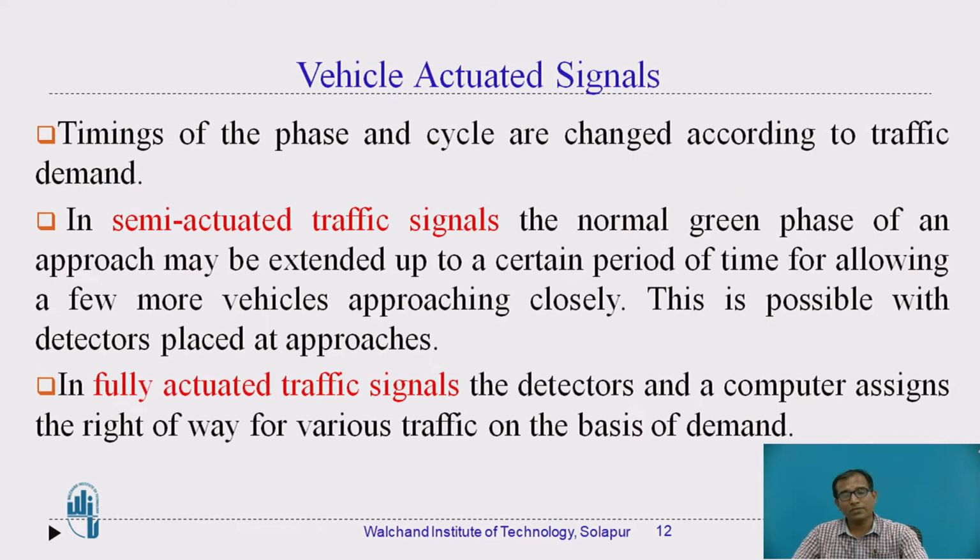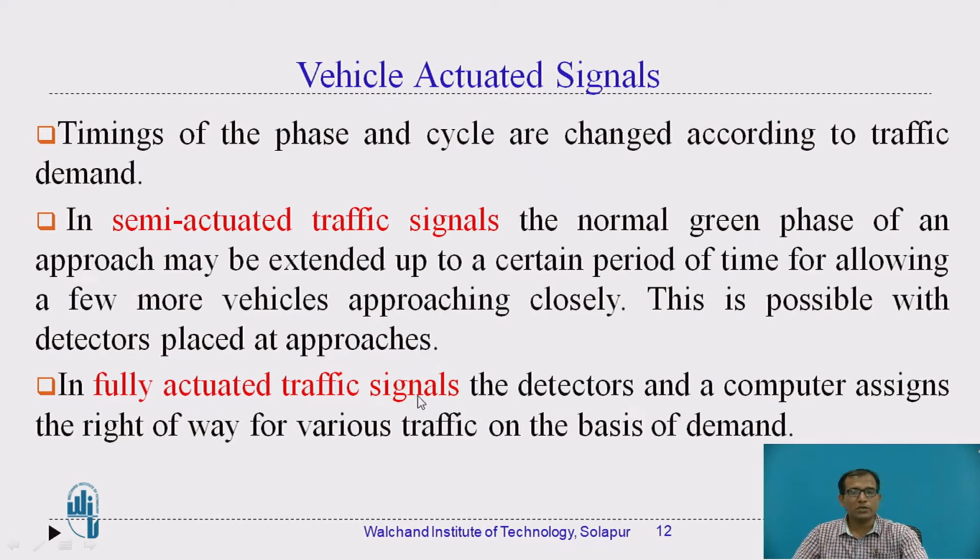Another one is the vehicle actuated signals. Here we use detectors or sensors placed below the roads. Depending upon the type of signal, we use semi-actuated or fully actuated traffic signals. In the semi-actuated signal, the normal green phase of an approach may be extended up to a certain period of time for allowing a few more vehicles approaching closely. This is possible with detectors placed at the approaches. So for one or two legs, we use these semi-actuated traffic signals.